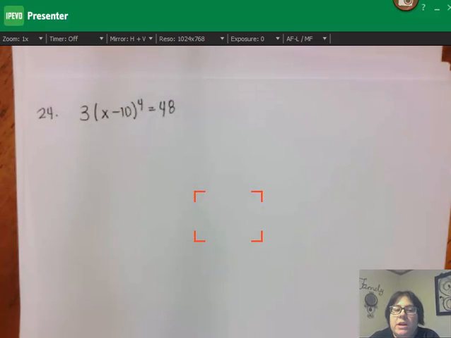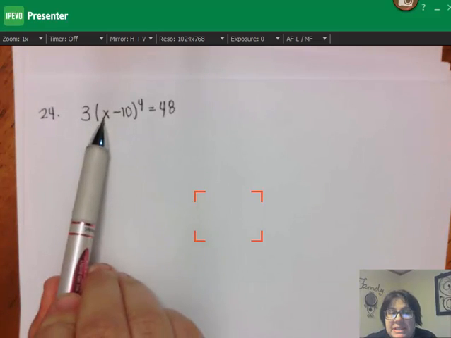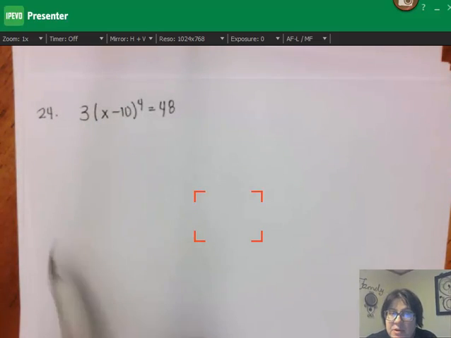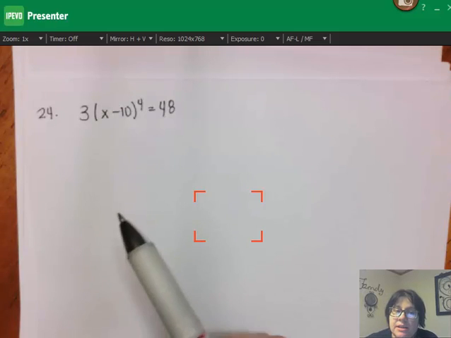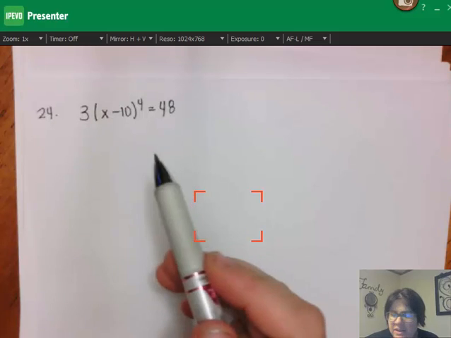Right, number 24. All right, so again, for all the problems you're going to ask yourself, do I need a log? This time you do not need a log, and that's because the variable is not in the exponent. The exponent is 4. All right, so we've got to have a new plan. Our plan is always to get the variable by itself.